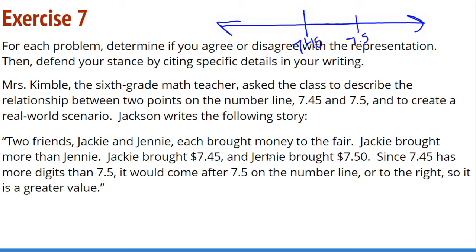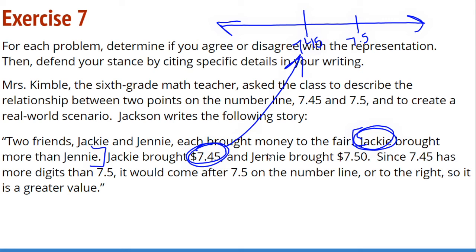Okay. Two friends, Jackie and Jenny, each brought money to the fair. Jackie brought more than Jenny. Okay, there's a claim there. Jackie brought $7.45 and Jenny brought $7.50. Now looking at my number line, I'm a little bit concerned here. Claiming that Jackie brought more, but Jackie brought $7.45, and when I look at my number line, $7.45 is less than 7 and 5 tenths.